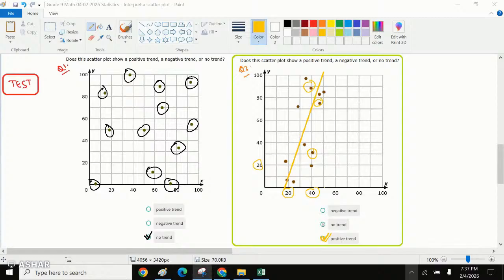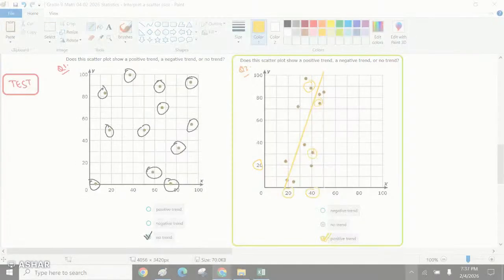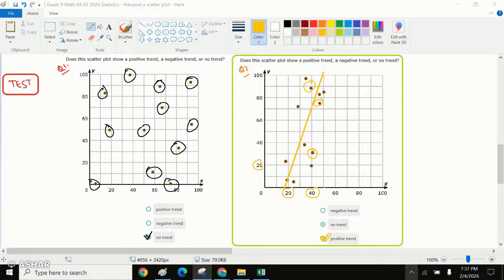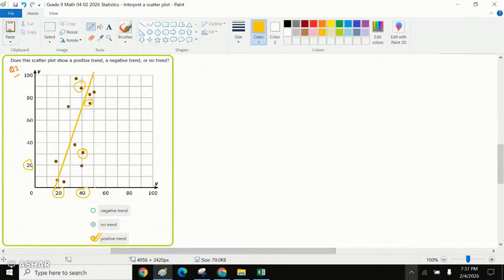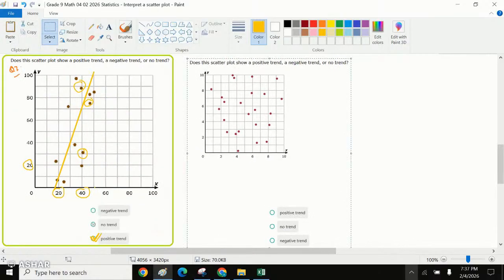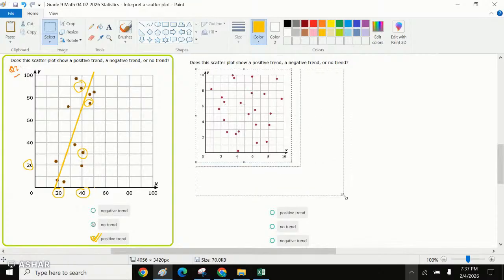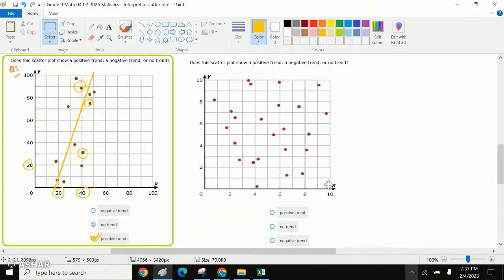Okay, the next question we have says, find the trend. We have a positive, no trend, or a negative trend. Once we look at the trends, just a moment, please. For question number 3, if this is given to us and we need to find the trend. So what kind of a trend is this? Is it a positive trend, a negative trend, or a no trend? Should be easy.